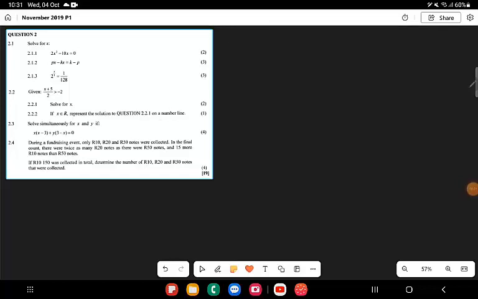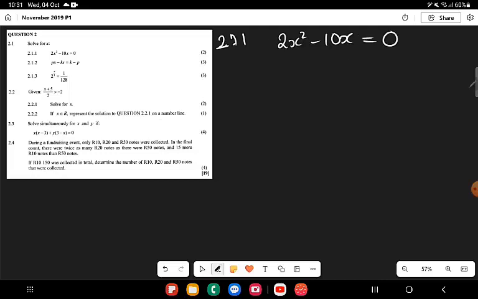November 2019, paper 1, grade 10, pure maths. Question number 2. 2.1 says solve for x. So 2.1.1 is 2x squared minus 10x is equal to 0.